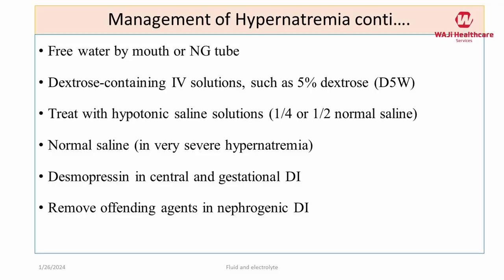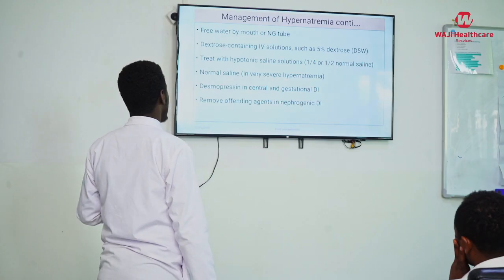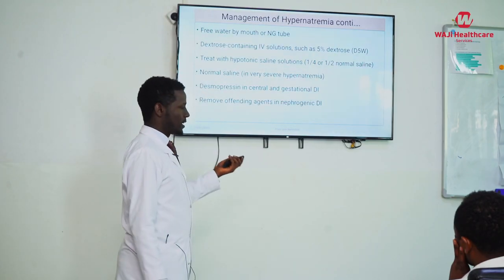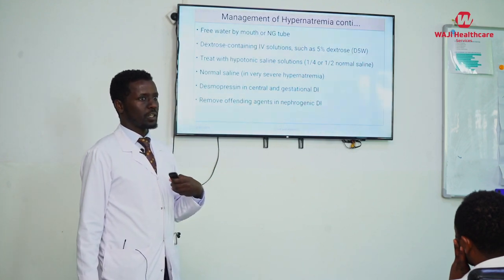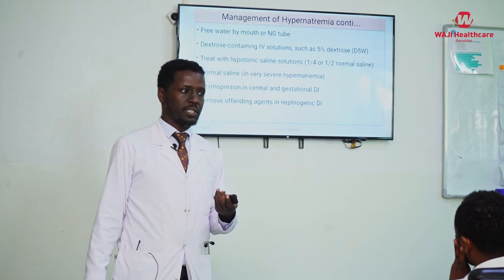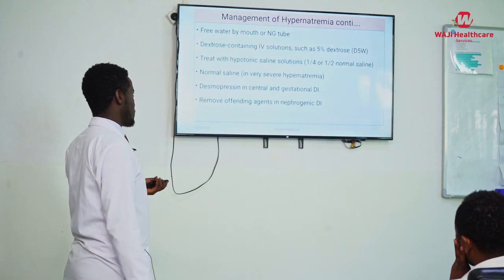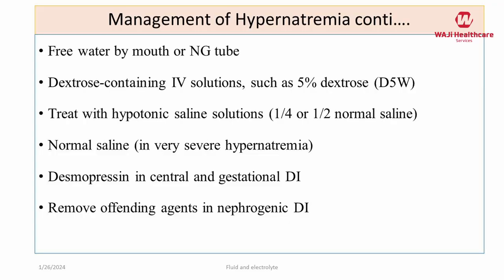Sometimes if we can give free water, it can also be replaced through an NG tube. Keep in mind that free water, the water deficit, can be replaced with an NG tube. Another thing, usually in central cases there is so-called gestational diabetes insipidus, especially occurring in the third trimester of pregnancy. In those cases the deficiency is AVP hormone, so replace the AVP hormone.